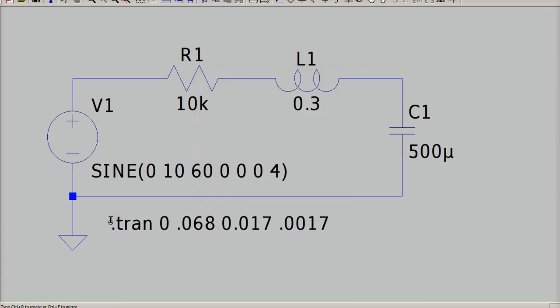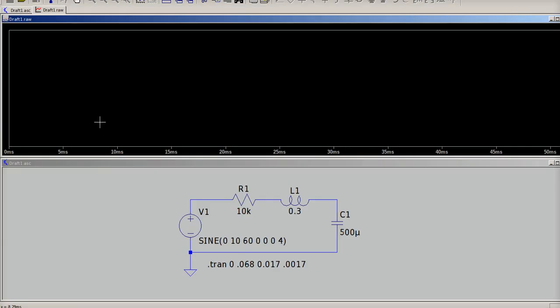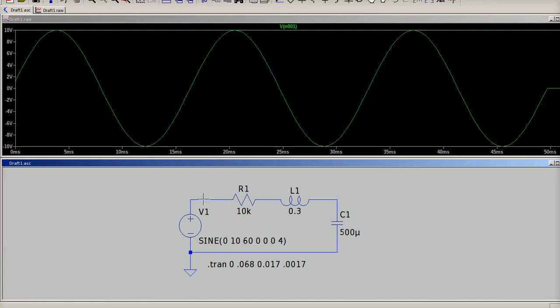So I click OK, and instead of a .op, I got this .tran in here. And now I can run my circuit. And this is how LT Spice shows us an oscilloscope. Okay, I don't have anything on my waveform here until I probe. So I'm going to take my probe and I'm going to look at my voltage waveform, and you see I've got my 3 cycles.